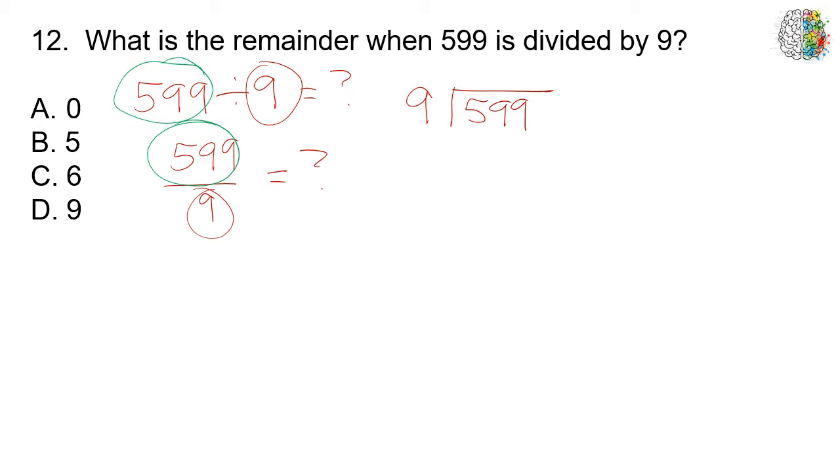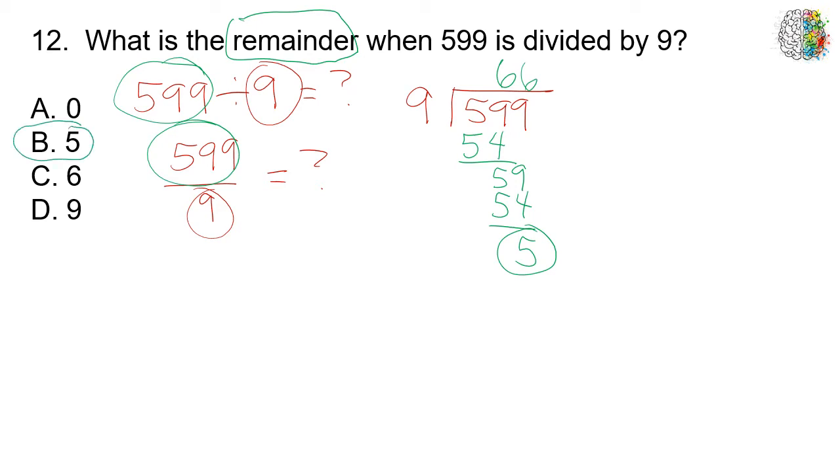Now let's go ahead and do our math problem. 9 can go into 59 6 times. That's going to give me another 6. 9 minus 4 gives me a remainder of 5. So this time they're wanting the remainder. So my answer is going to be 5.